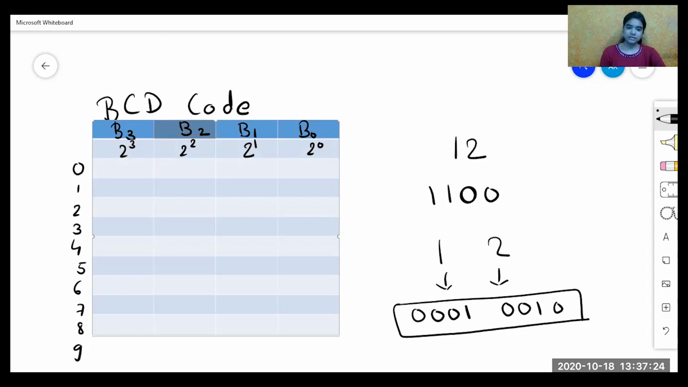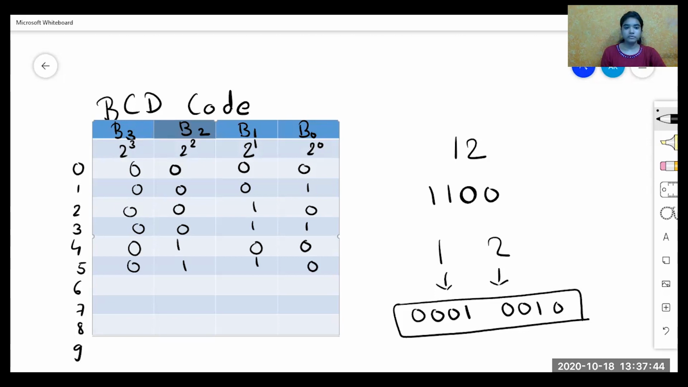So just fill this truth table. For 0 it would be 0000. For 1 it would be 0001. For 2, 0010. For 3, 0011. For 4, 0100. 0101 for 5. Then 0110 for 6. For 7, 0111. Then this is for 8. And this is for 9.